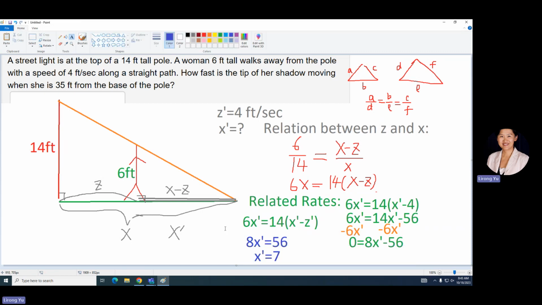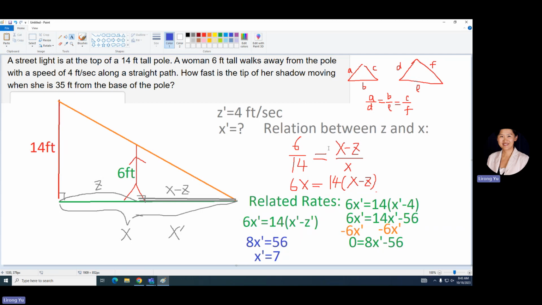All right. So it looks like when the person is walking away 4 feet per second, the shadow is moving away 7 feet per second. So that would be the answer to the question. Do you have any question for the process? Try on your own. It turns out it doesn't really matter. All that matters is the visual.